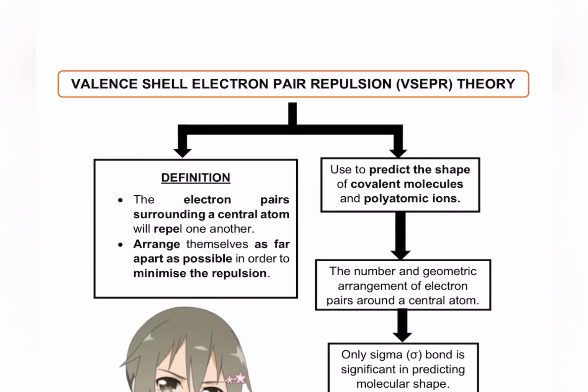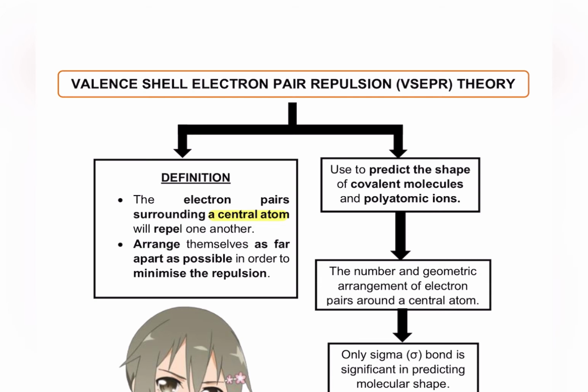So, what is VSEPR theory? VSEPR theory is the theory where the electron pairs surrounding a central atom will repel one another. Maknanya electron pairs akan menolak antara satu sama lain dan kita fokus di bahagian central atom. And what will happen when they repel one another? They will arrange themselves as far apart as possible in order to minimize the repulsion. So this is a theory that is used to predict the shape of covalent molecules or polyatomic ions.